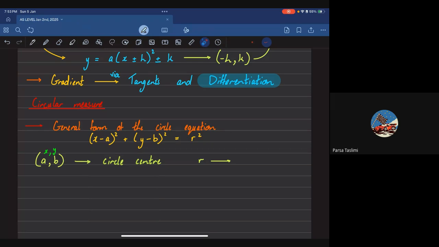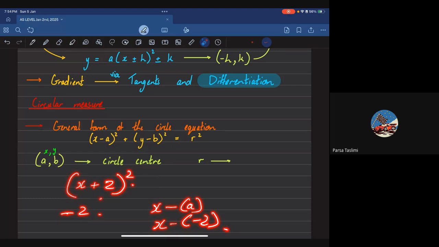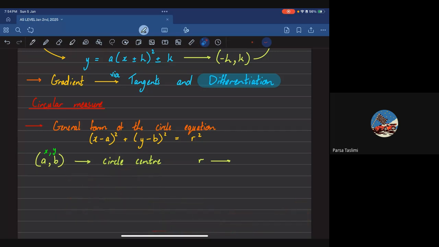So the circle equation is always going to remain minus. For example, if your circle equation is written as x plus 2 whole squared, that means your circle center must be minus 2. Why? Because your equation is always minus a. So if your a is equal to minus 2, then x is plus 2 in the final equation. Otherwise, it is always going to be minus. And also, r is your radius.